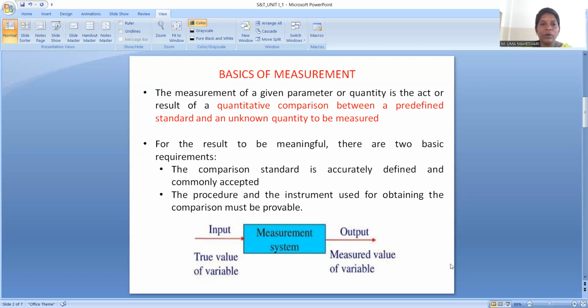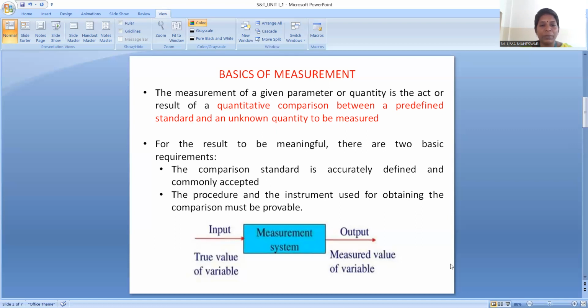A measurement will be meaningful if it satisfies two requirements. The standard which we use for comparison should be accurately known and completely acceptable. And the procedure and the equipment used for obtaining this comparison should be provable.